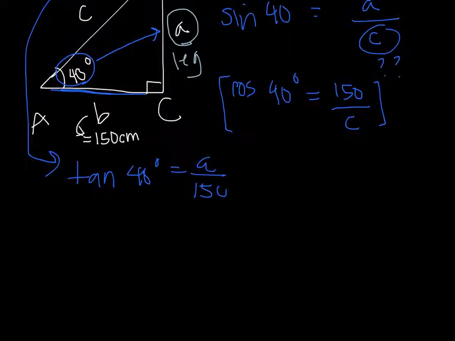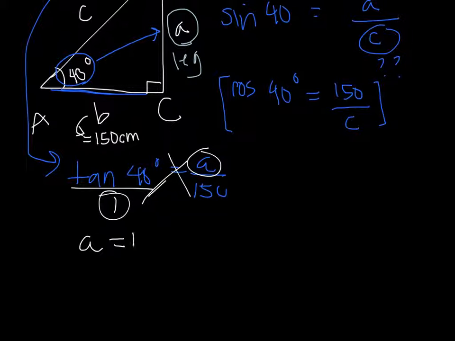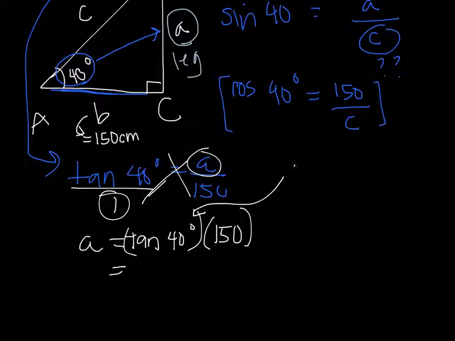So let me go back to white. Okay, so here's our proportion, right? We can cross multiply. A times 1 is A, and tangent of 40 degrees times 150. So in your calculator, you can punch in tangent of 40 degrees. Make sure your calculator is in degree mode. There's a radian mode and degree mode. Make sure it's on degree mode.